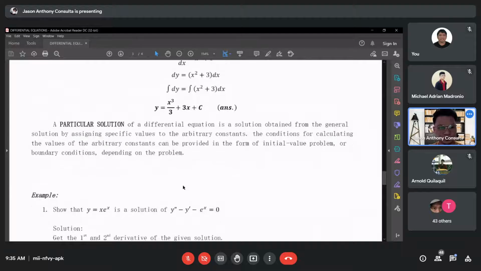So, eto. Show that y is equal to x e raised to x is a solution of y double prime minus y prime minus e raised to x is equal to 0. So, solution, get the first and the second derivative.